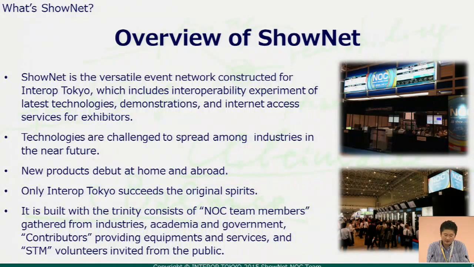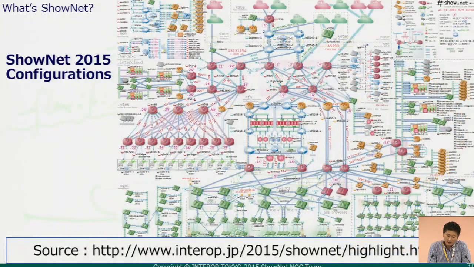It is built with a Trinity consisting of NOC team members gathered from industries, academia, and government, contributors providing equipment and services, and STM volunteers invited from the public. I joined SHONET as a NOC member, and SEIKO did so as a contributor providing the equipment. The demonstration of PTP connection was conducted as a part of the network like that.